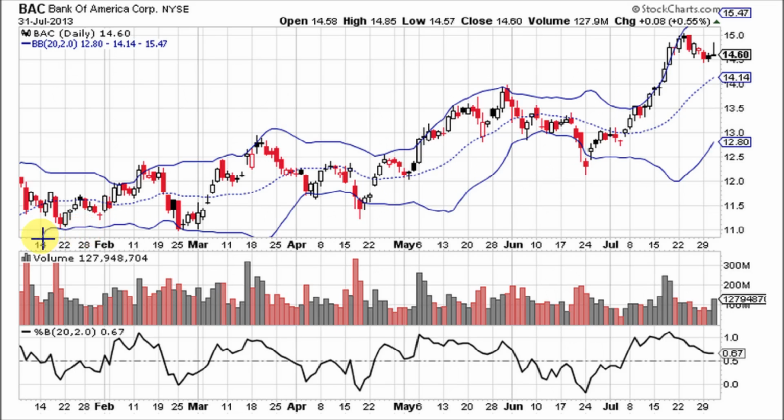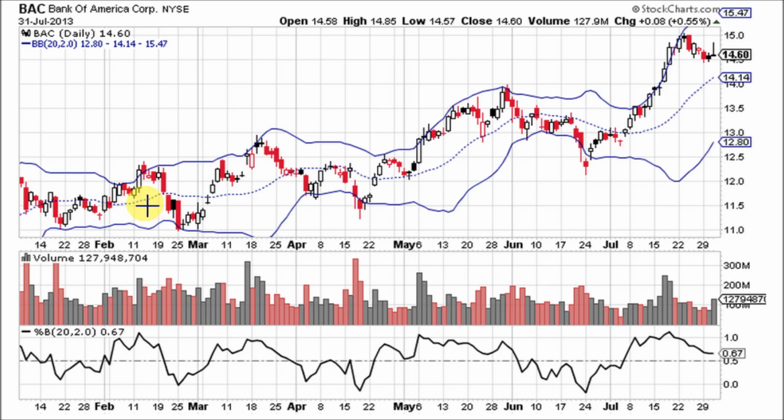So let's start at the beginning. This is an inverse head and shoulders. Okay, it got very close to oversold at the lower Bollinger Band. Percent B was right at zero right here. It was at the lower Bollinger Band, so it bounced. Okay, this is actually a double bottom here that broke out.